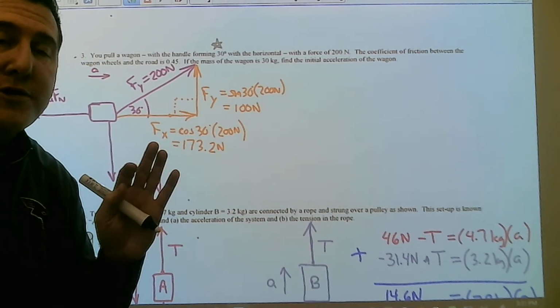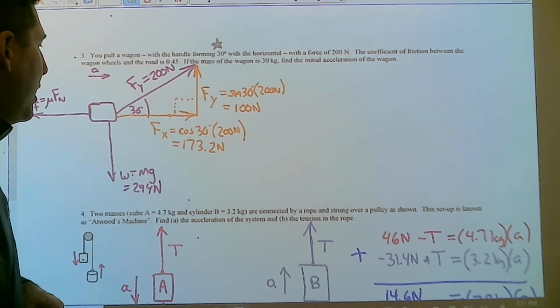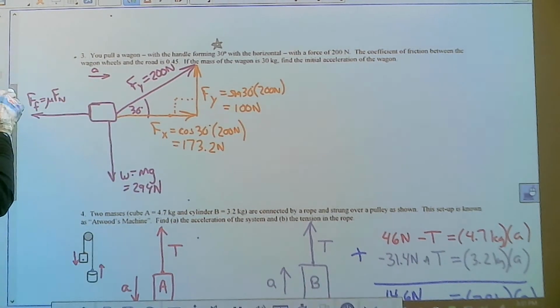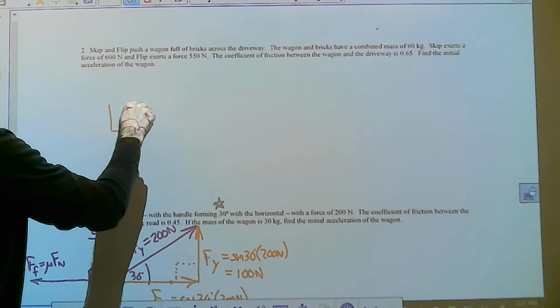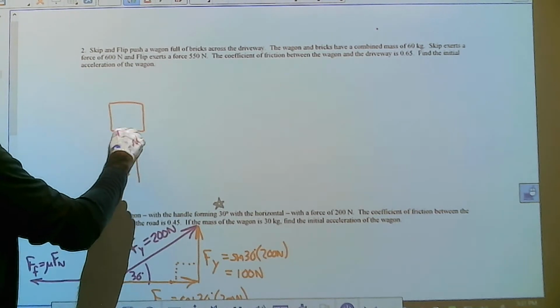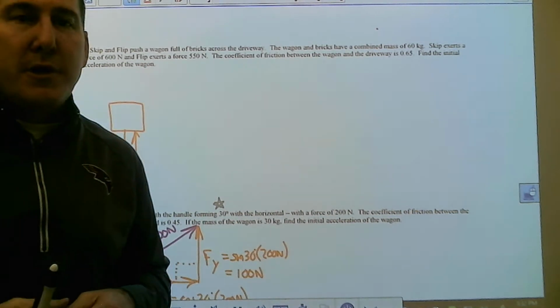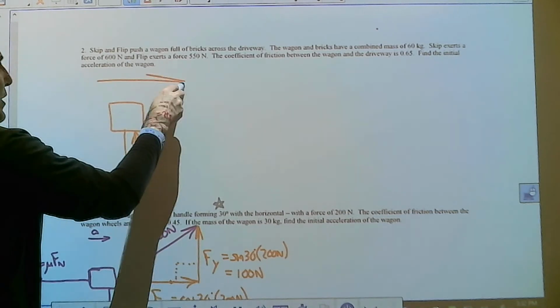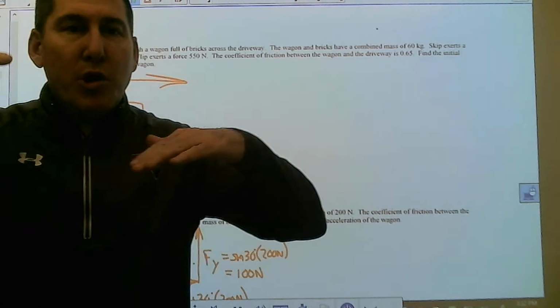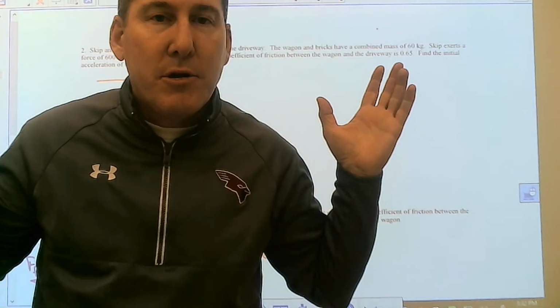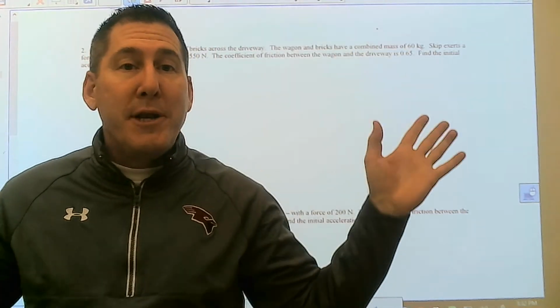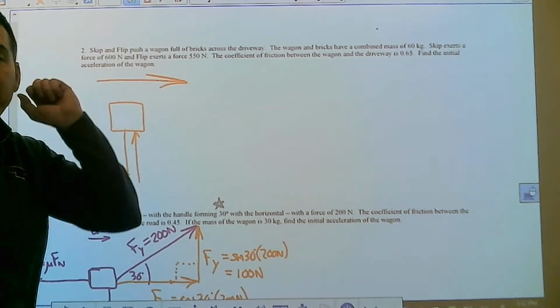Here's where the normal force is different. Normally, like in these problems, I just had two forces in the y direction, weight and normal force. And this thing is moving sideways, so I know the up and down forces have to cancel. If it's not moving up and down, the total up and down forces have to cancel. They're equal and opposite.